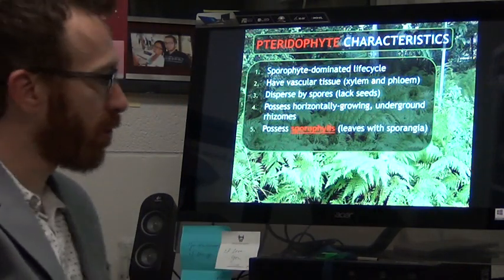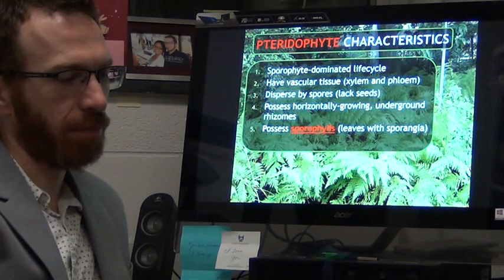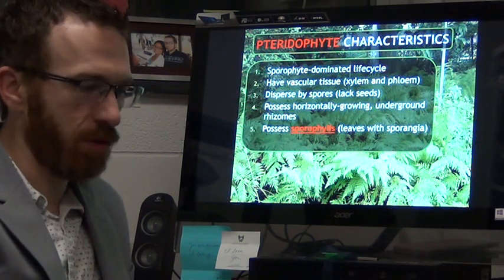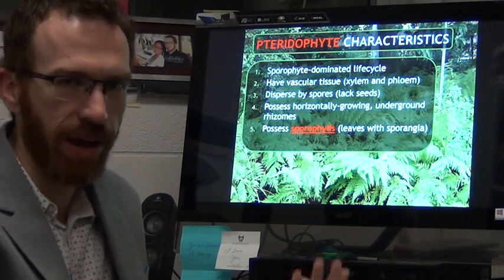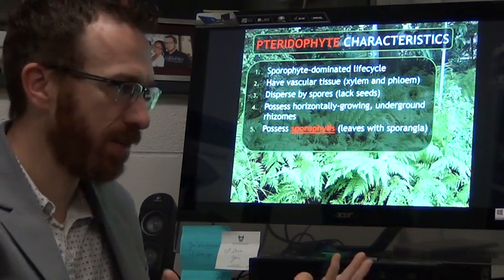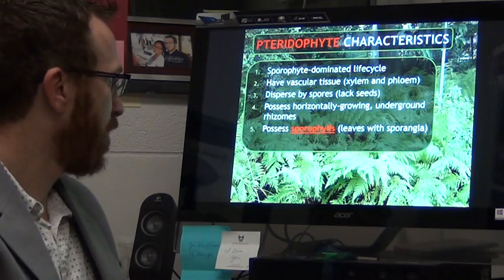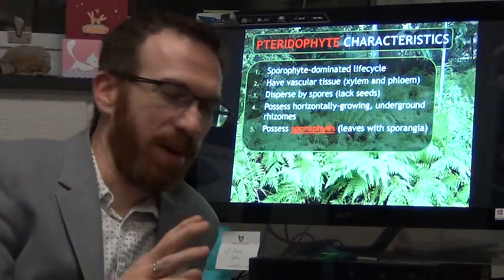They also possess sporophylls. So do the bryophytes. So do all plants. I don't know why I have that there. All plants have sporophytes and sporangia. Oh, the sporophylls. My mistake.